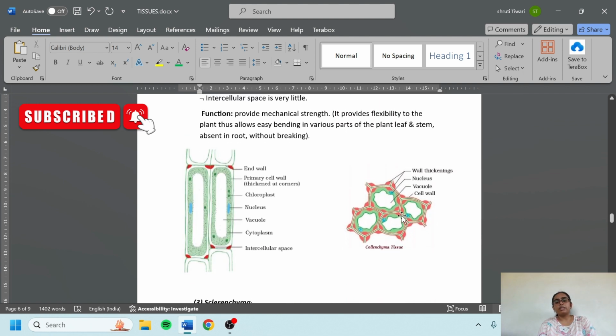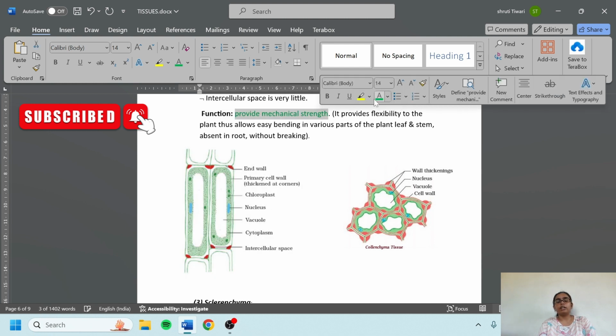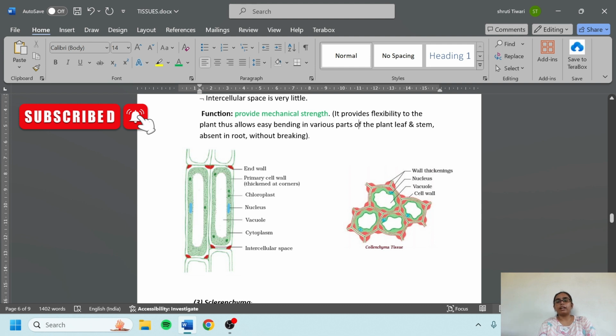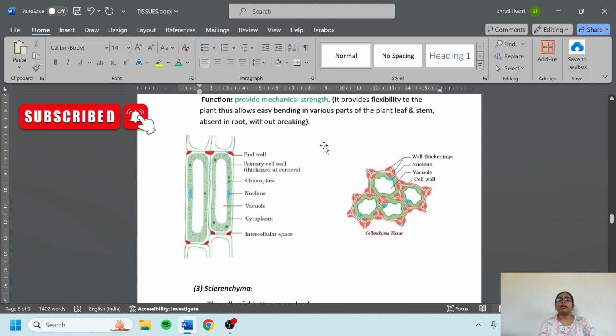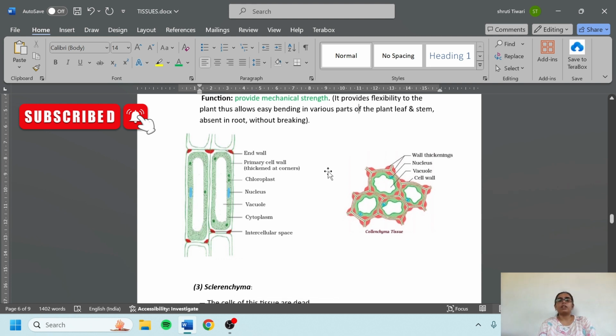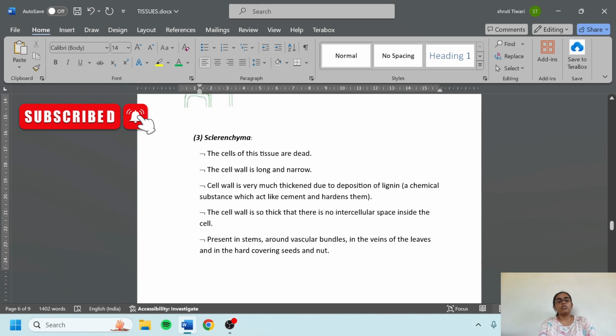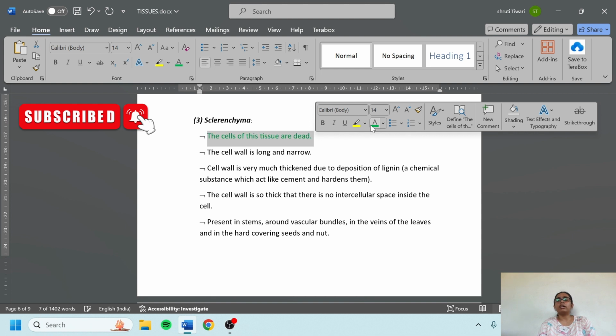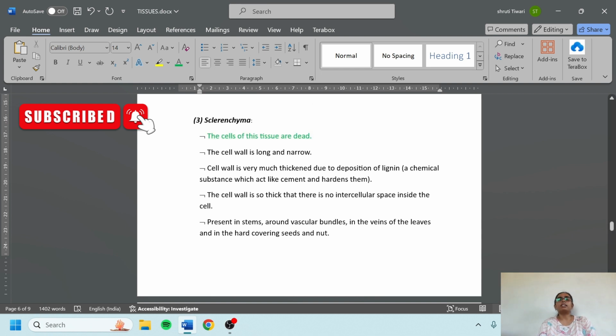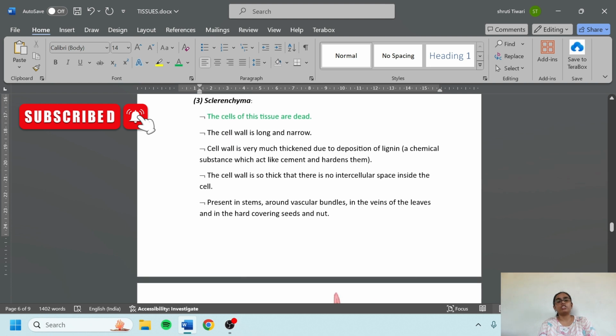The intercellular space present in them is very little, and their function is to provide mechanical strength. Parenchyma are the storage for food. If we talk about collenchyma, they provide mechanical strength, that is, they provide flexibility to the plant, thus allowing bending in various parts of the plant, leaf and stem, without any breakage. Now, if we talk about sclerenchyma, the cells of these tissues are dead. Parenchyma and collenchyma are living cells, and sclerenchyma are cells of tissues which are dead.